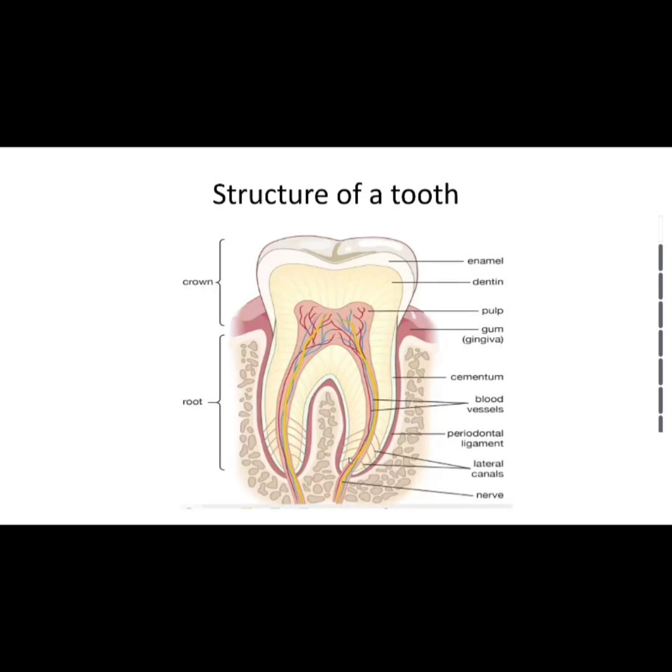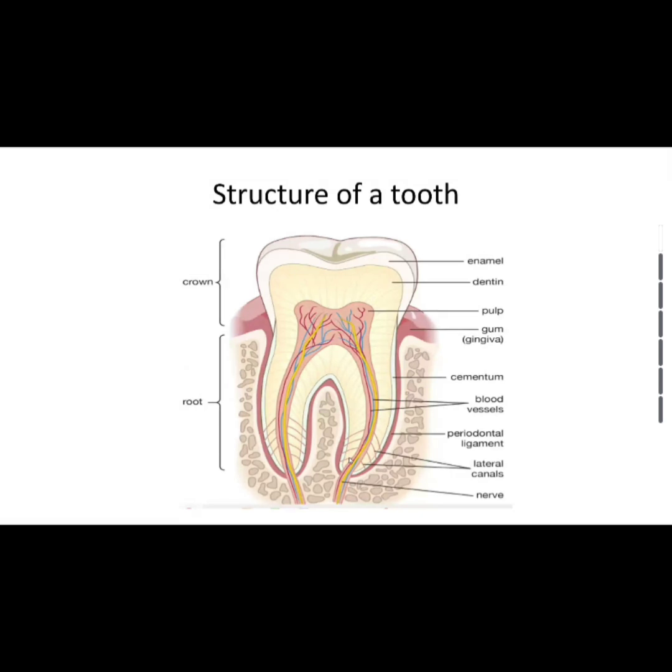So we have the crown that mainly has enamel and dentin. And then we have the pulp cavity that has the nerves and the blood vessels. And you can see there is an opening at the root of the tooth. At the tip there, we have a small opening where the nerves and the blood vessels come in.